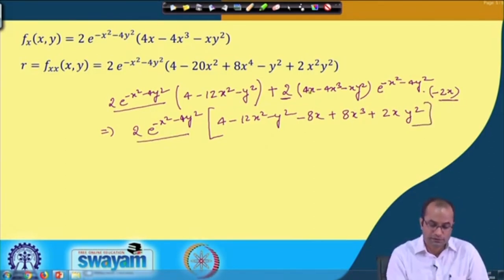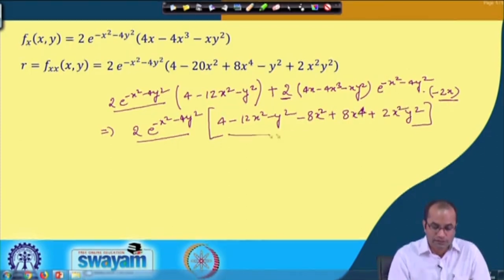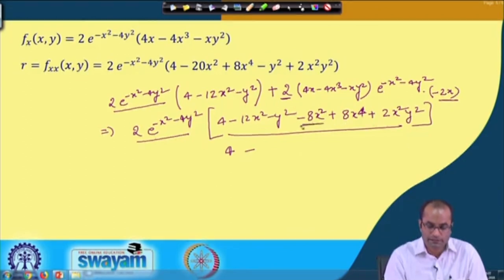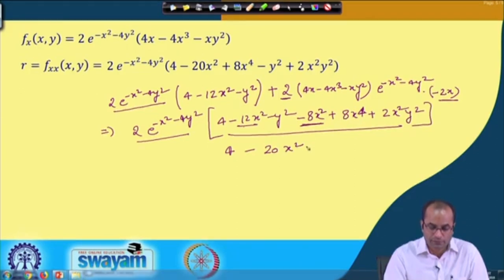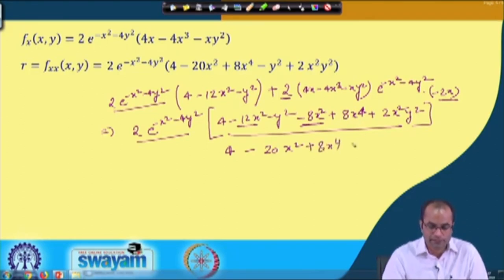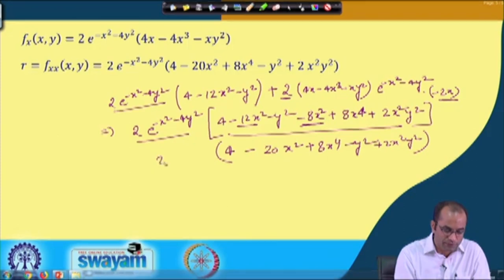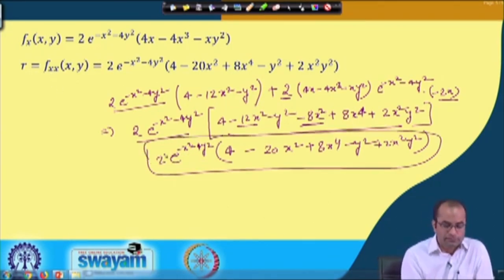Well, so here the x was there, so we have x square term, and then here since this is x, so x 4 will be there, and this x will make this x square y square. So, this is the term here, we have the 4, then we have an x square term, so 8x square, and then this is 12x square, which makes 20x square. Then we have x 4, so 8x 4, we have minus y square, and then we have this 2x square y square term along with this 2 e minus x square and minus 4 y square. So, this is the second order derivative with respect to x, which is already written there.